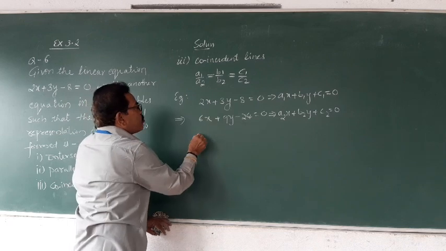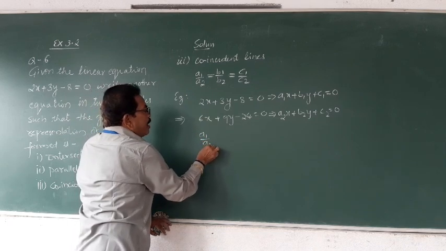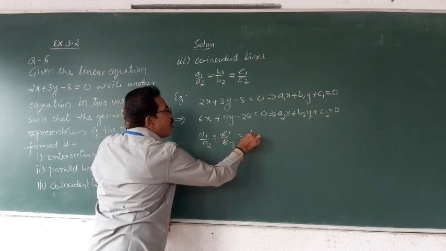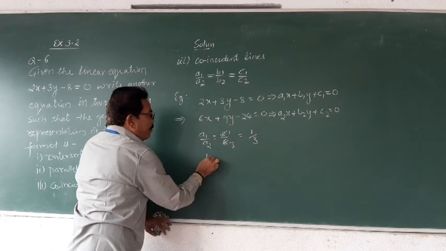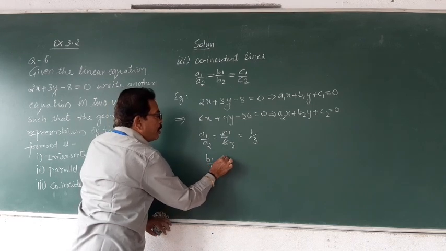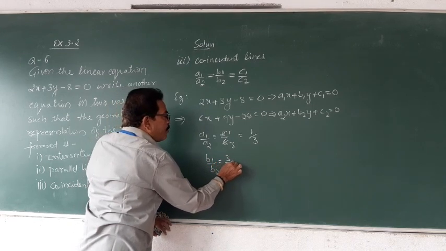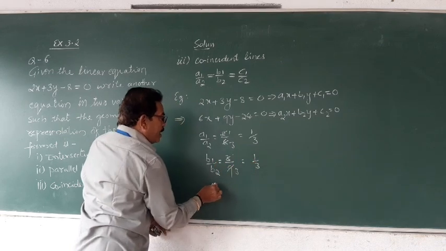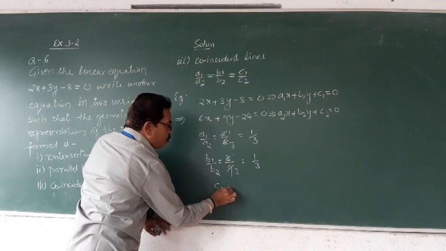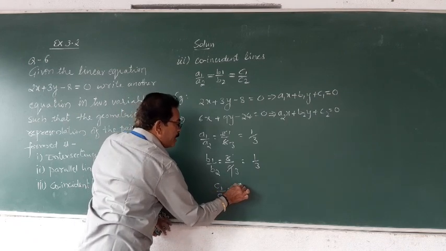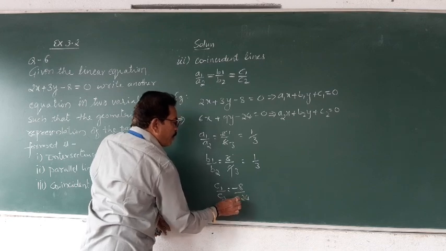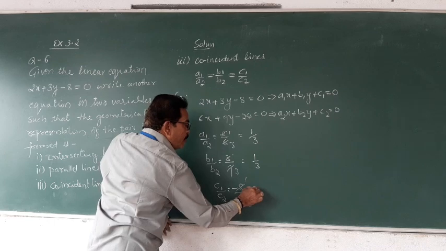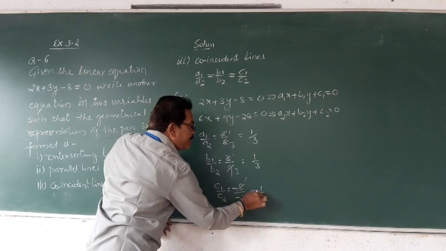Okay, let us write the ratios. a1 by a2 equals to 2 by 6, that is 1 by 3. b1 by b2 equals to 3 by 9, that is 1 by 3. Then c1 by c2 equals to minus 8 divided by minus 24, that is, minus into minus is plus, 1 by 3.